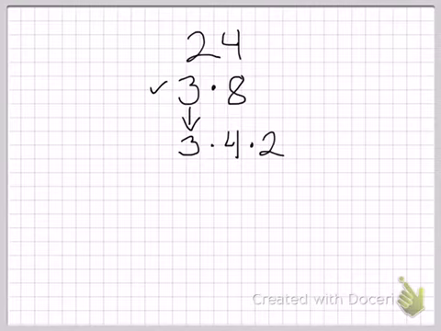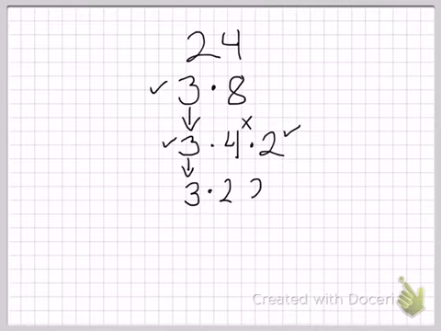All right, so let's go through and check. 3, yep, that's still prime. 4 is not prime yet, but 2 is. So it looks like we're only focusing on this 4 right here. So bringing it down, we're going to have the 3. And then 4 can be broken down into 2 times 2. And we do have to remember to bring this last 2 down. If you forget him, then you're not going to get 24.